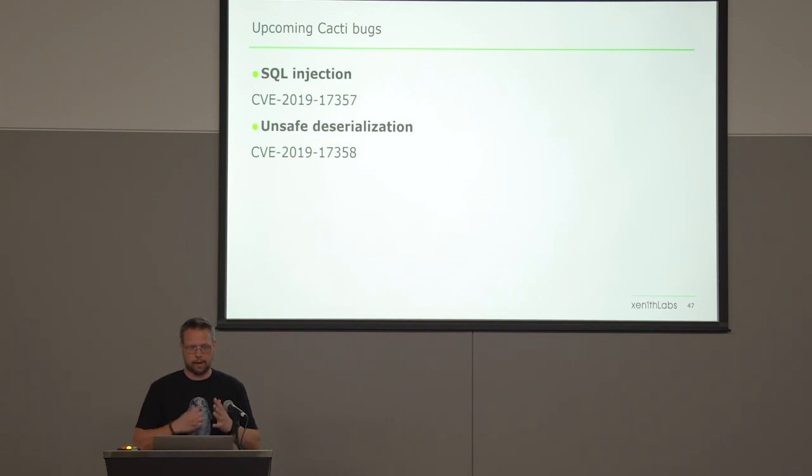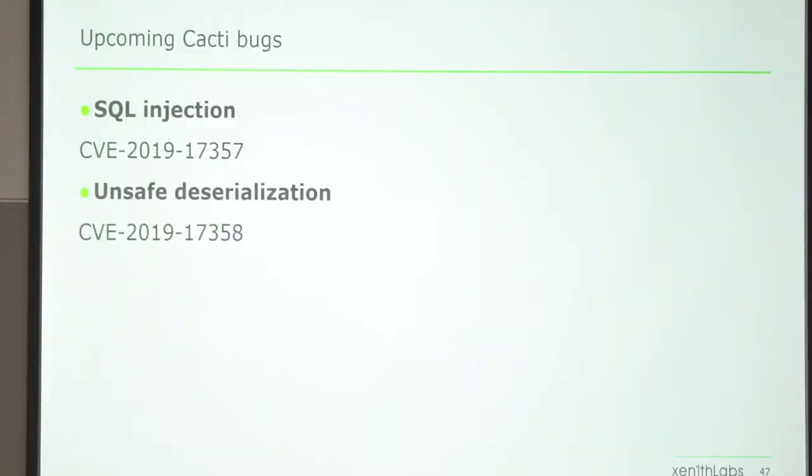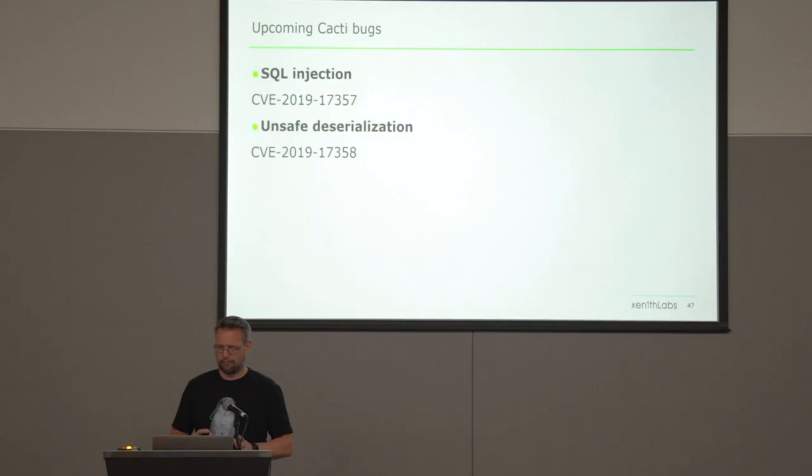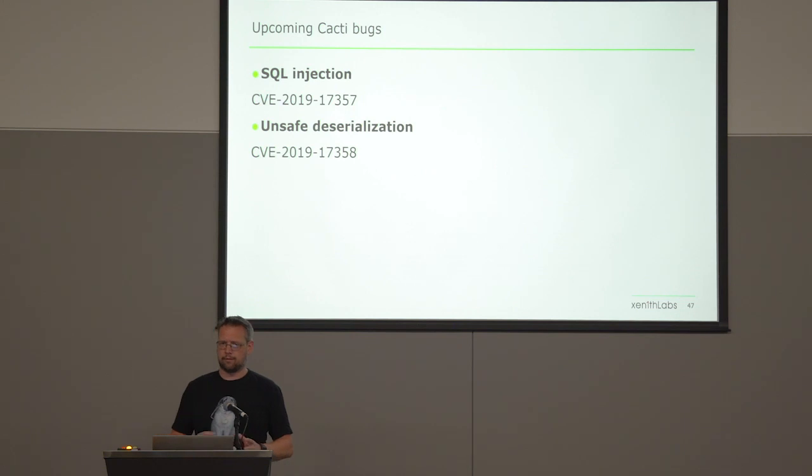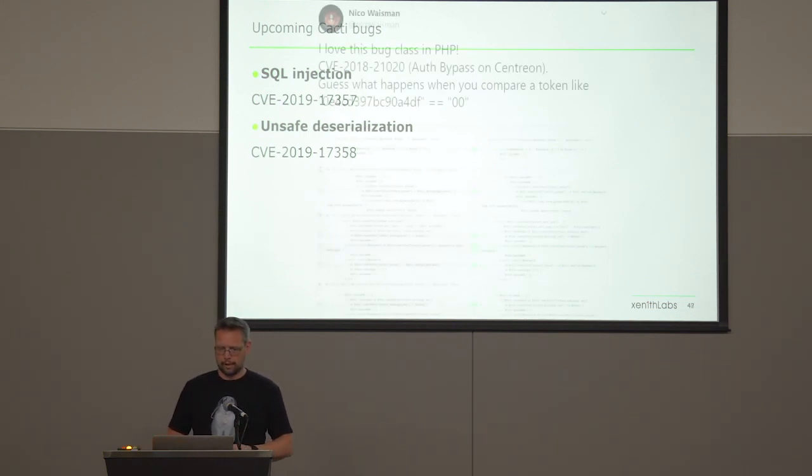Also, we've got some upcoming Cacti bugs. There's some SQL injection, unsafe deserialization. The deadline on this actually expired yesterday, but the patch isn't out yet, so I'm withholding the details for now. There will be some advisories coming out for this. They're both authenticated though, so unless it's CSRF-able, they're not so critical.